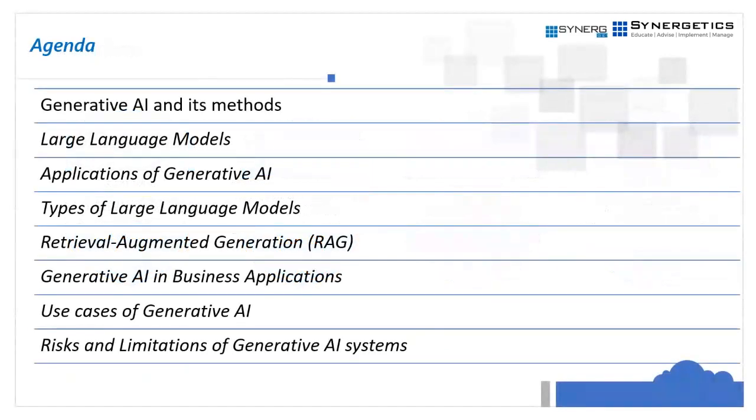So going ahead, today we are looking at generative AI and its methods, the large language models, the applications of generative AI, the types of large language models we use, and retrieval augmented generation, and how it is beneficial for organizations to build applications, and generative AI in business applications and use cases of generative AI. And finally, we'll be ending up with the risks and limitations of generative AI systems.